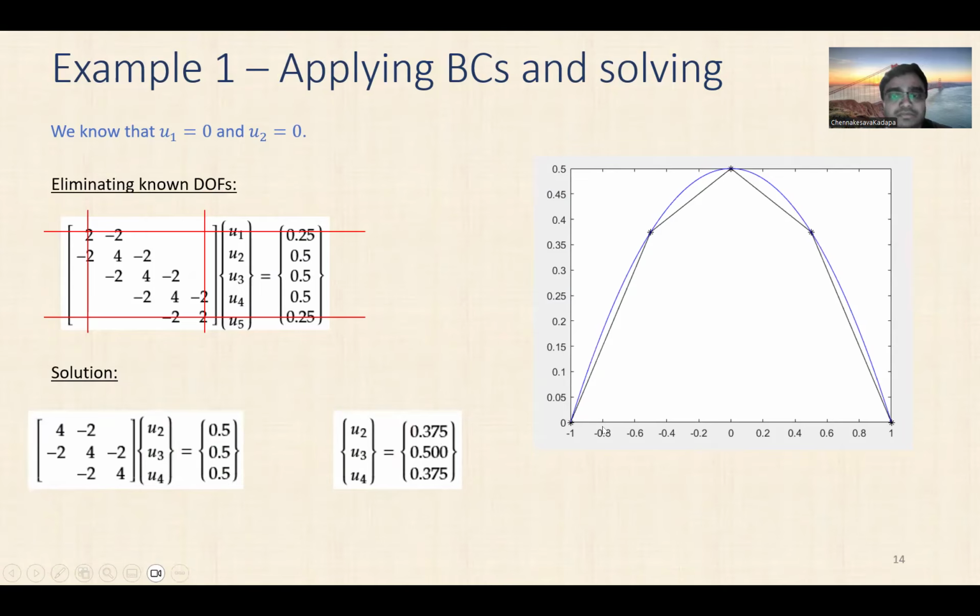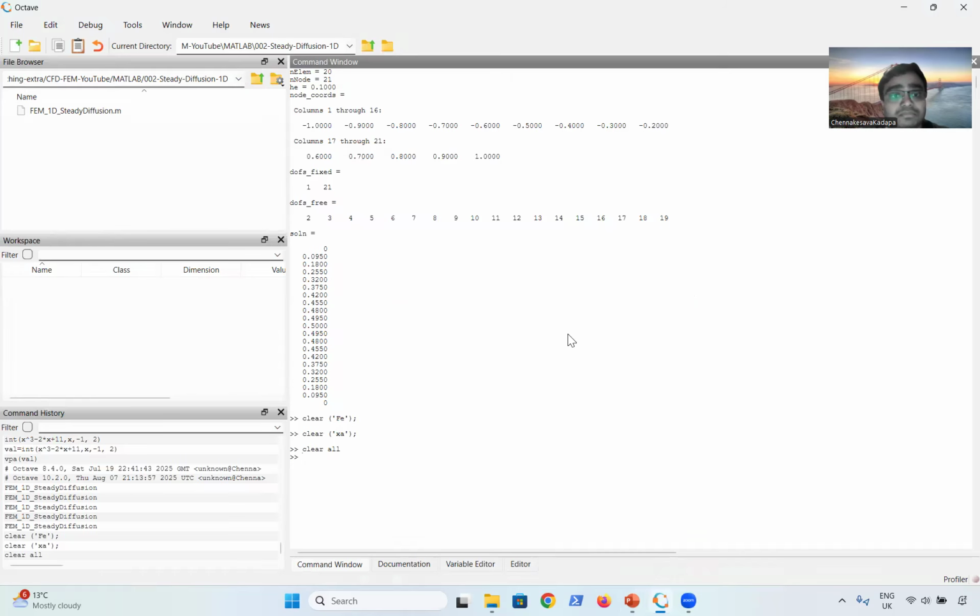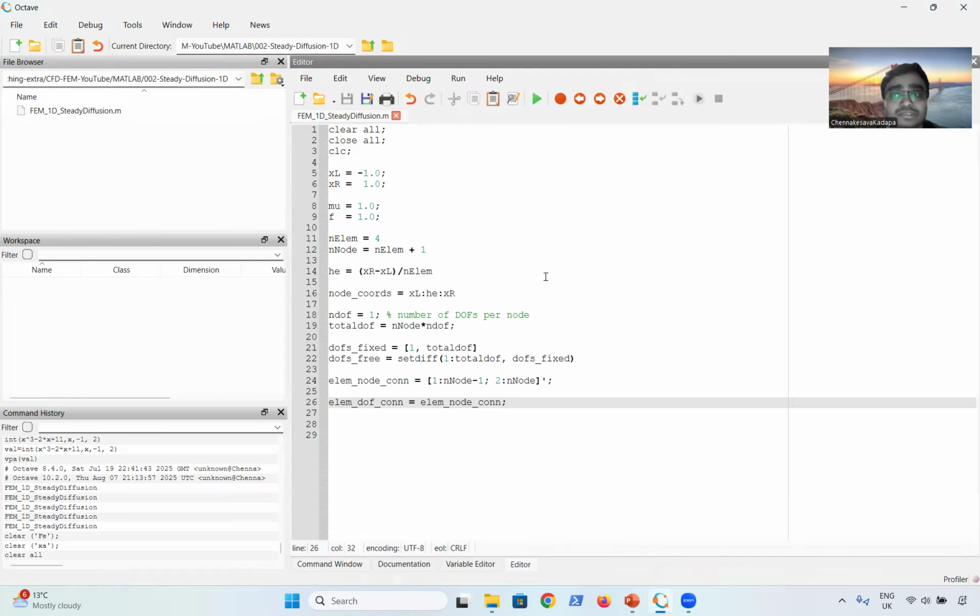Then we can plot them and compare with the exact solution. So let's try to implement this in MATLAB or Octave. If you have MATLAB, you can use MATLAB. There is not much difference between Octave and MATLAB. I'm using Octave to encourage open source software tools.